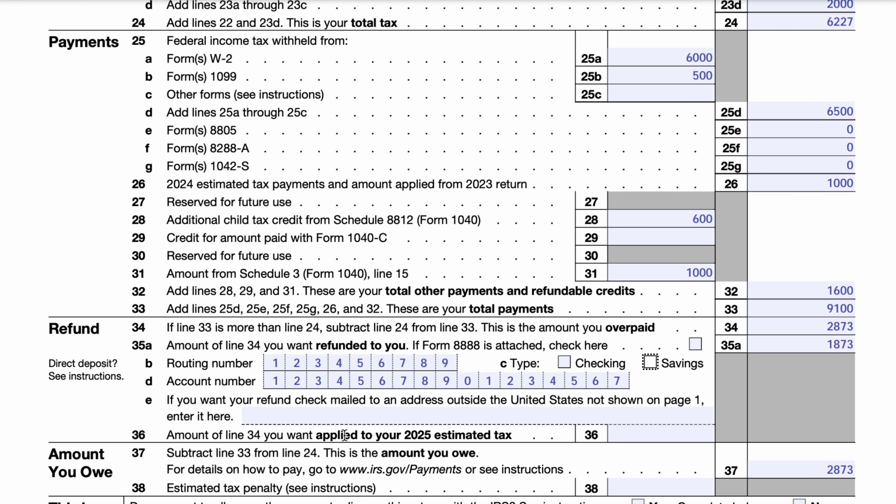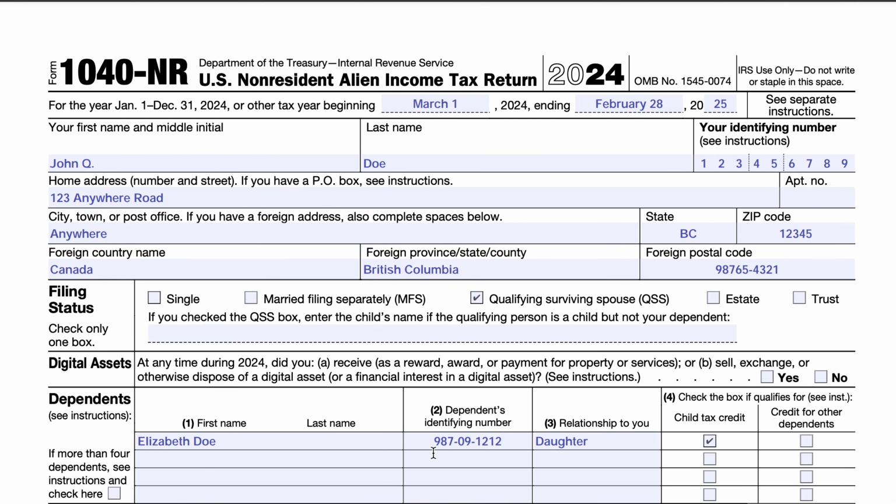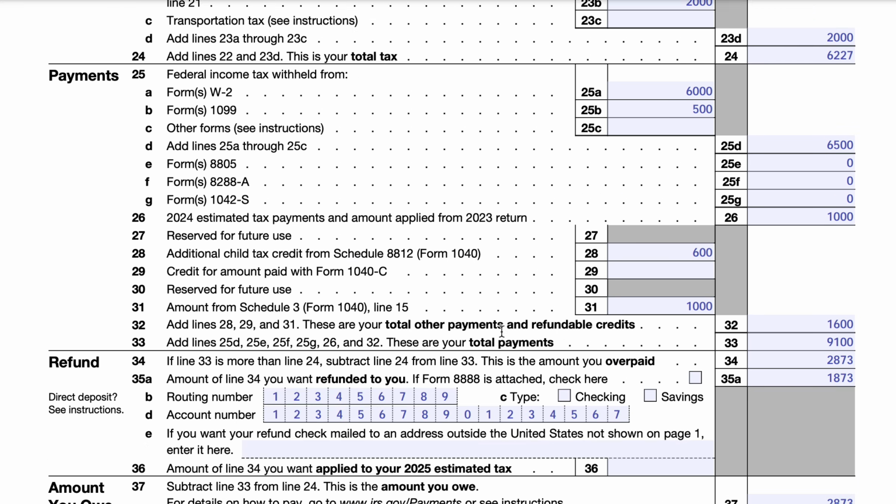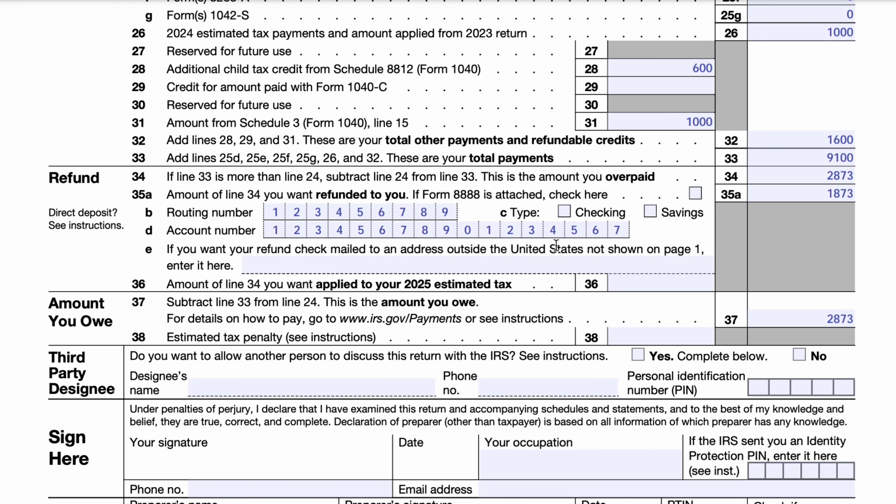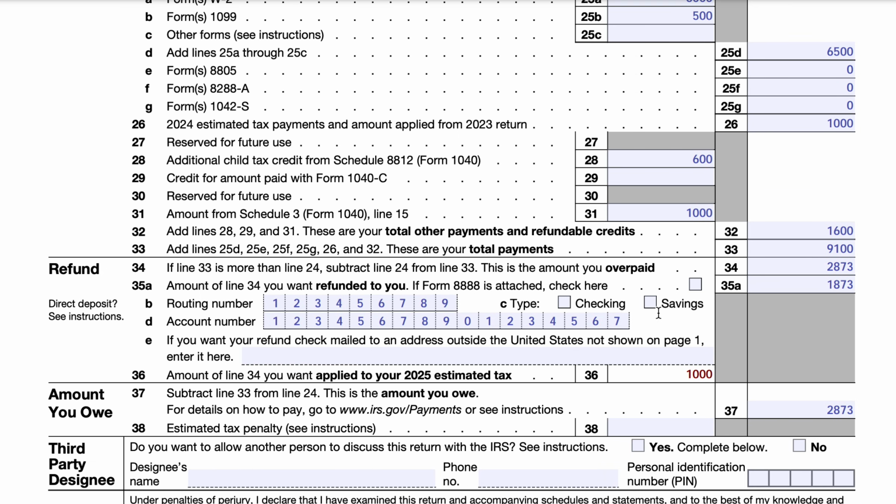If you want your refund check mailed to an address outside the United States, and that is not the address here on page 1, then you have an opportunity to enter that address right here. And then, of course, John Doe has $1,000 remaining of his tax refund, so he's going to enter $1,000 here. That's how much money he will have that applies to his 2025 tax return. And again, that would go right up here in line 26 of his 2025 Form 1040-NR.